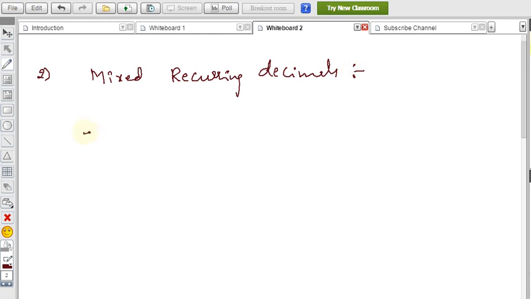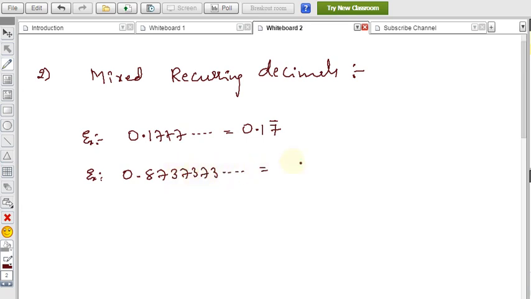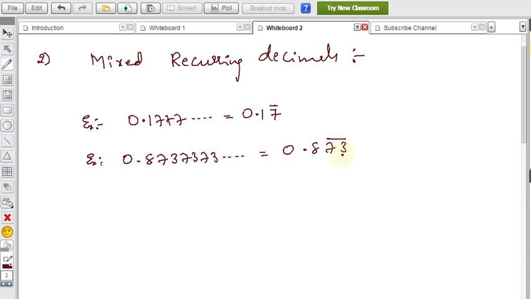So let me write these types of examples here. 0.1 7, now 7 is repeated. This we can write as 0.17 bar, only 7 is repeating. There was one more example, 0.8 73, where 73 repeats. This we can write as 0.873 with the bar only on 73. These types of examples are mixed recurring decimals. Now, how can we convert this type into a vulgar fraction?